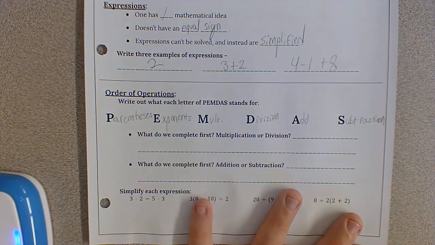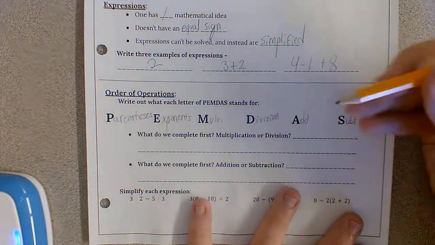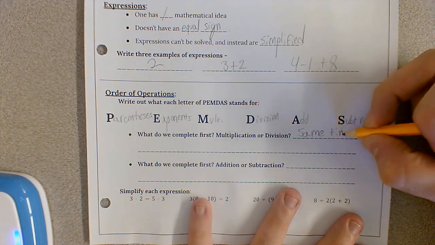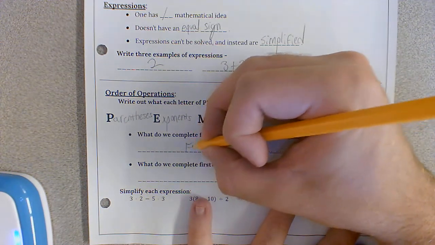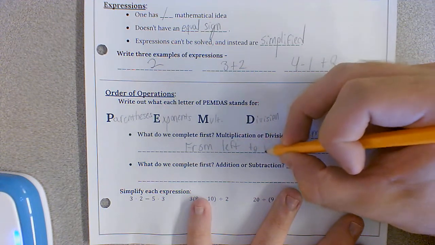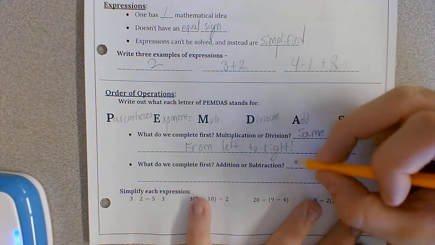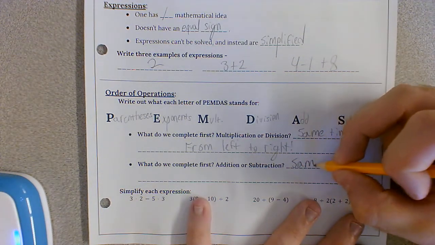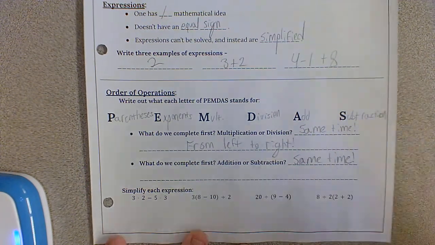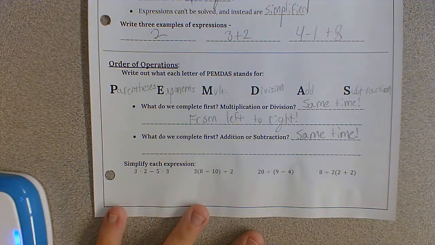Okay. So, what do we do first? What do we complete first? Multiplication or division? This is actually a trick question. We do them at the same time. From left to right. The same is true for addition and subtraction. Same time. Once you are confident with the PEMDAS order, you can simplify each expression down here.